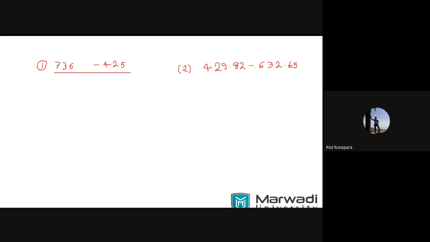Vrunda, do you think this answer will be correct? No, sir. No, something is missing, because you can see from the data of the example, 429 and 632, there is a difference of around 200, right? So your answer should be near 200 something. We can say that this is not the correct answer. So what should we do?